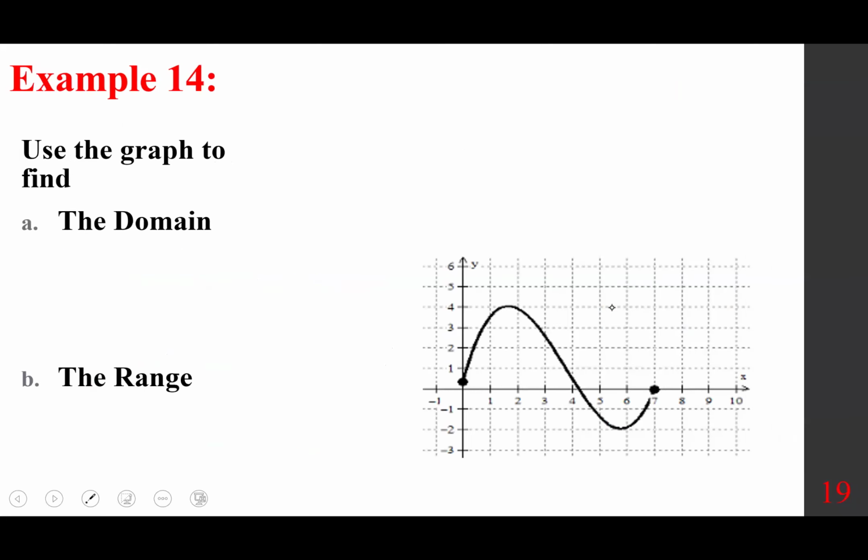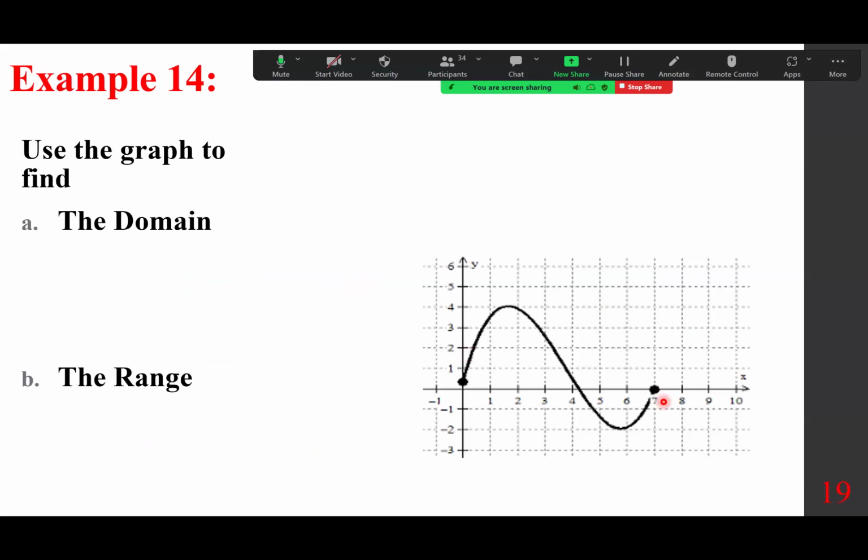Use the graph to find the domain. Domain is what is covered along the x-axis. So what does this cover along the x-axis? This portion, which goes from 0 to this number, 7. 0 is included, 7 is included. What is the range? What does this cover along the y-axis? The very bottom covers this one, the very top covers this one. So it covers from here to here, which is from -2 to +4.